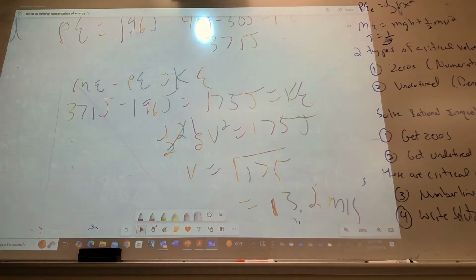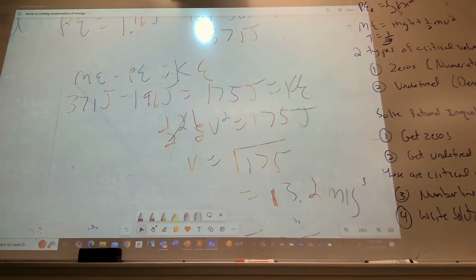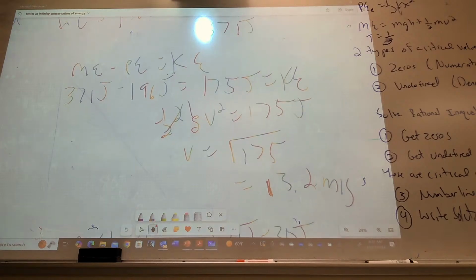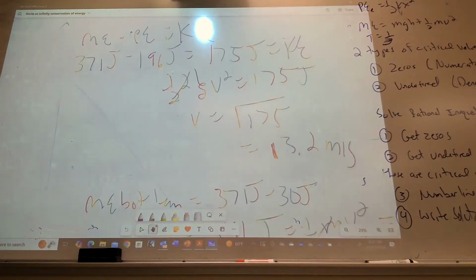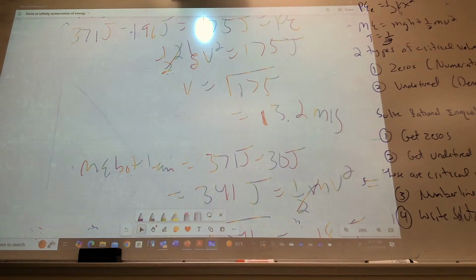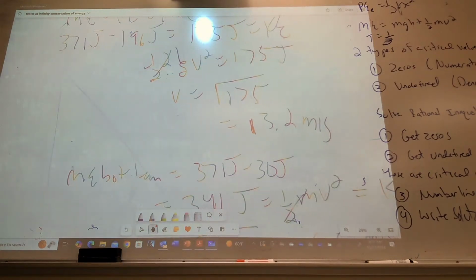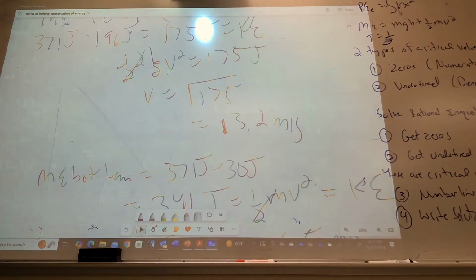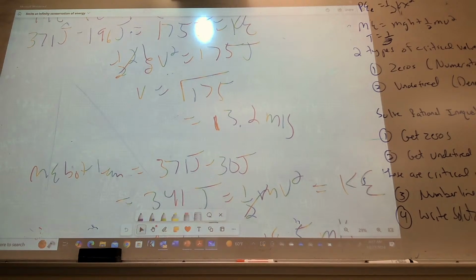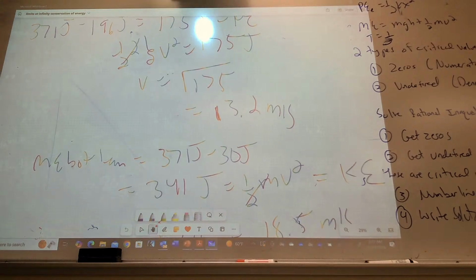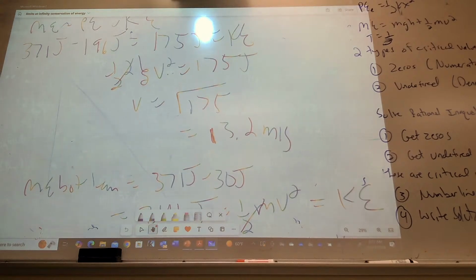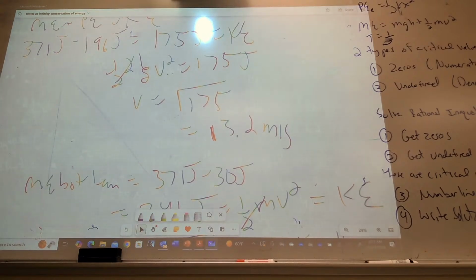What's the potential energy at the bottom? 0. So what's your kinetic energy at the bottom? 341, right. We lost to friction 30 joules, so we're at 341 now for our mechanical energy, which is the same thing as our kinetic energy. At the bottom, your mechanical energy and your kinetic energy are the same. You plug in and you solve for your V at the bottom. Your potential energy at the bottom is 0.